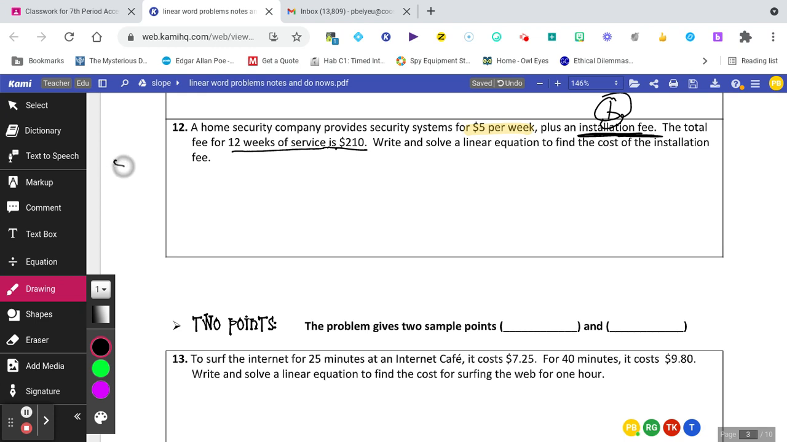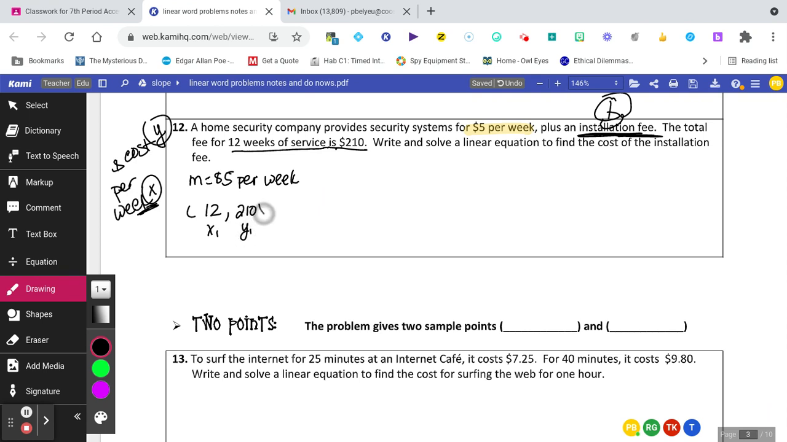Well, I know it's $5 per week, so it's cost per week. So cost is like your y and the week is like your x. Or you can say cost depends on the number of weeks. So I know m has that per in it. That's $5 per week. It's my unit rate, guys, which is the same as my slope or rate of change. And then my point is 12 weeks is x, okay? And then 210 is y sub 1.